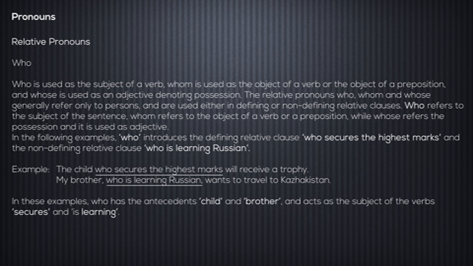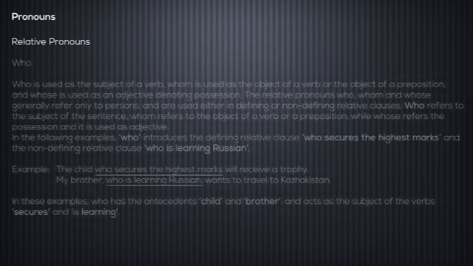In the following examples, who introduces the defining relative clause, who secures the highest marks, and the non-defining relative clause, who is learning Russian. For example, the child who secures the highest marks will receive a trophy. My brother, who is learning Russian, wants to travel to Kazakhstan. In these examples, who has the antecedents child and brother and acts as the subject of the verbs secures and is learning.